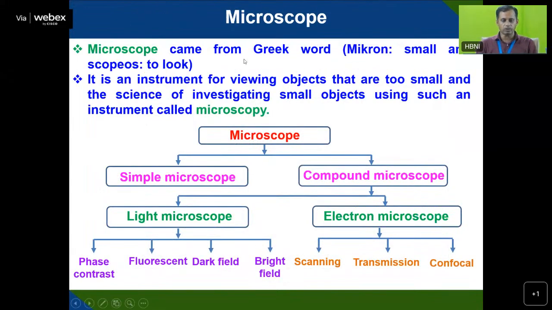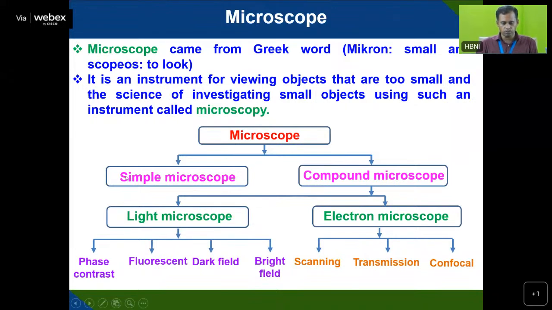The word microscope came from a Greek word, micron, which means small, and scopos, in other words, to look. From these two words the terminology microscope came into the picture. It is an instrument for viewing an object that is too small, and the science of investigating small objects using such an instrument is called microscopy. That means you are seeing a small object by enlarging it, and the way of investigating a small object by using a microscope is called microscopy.